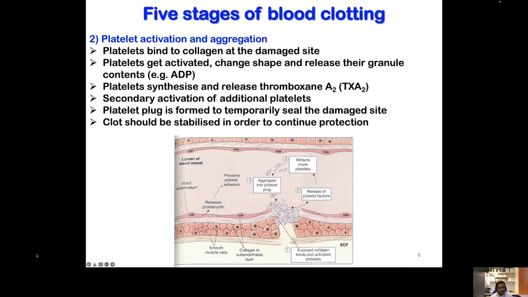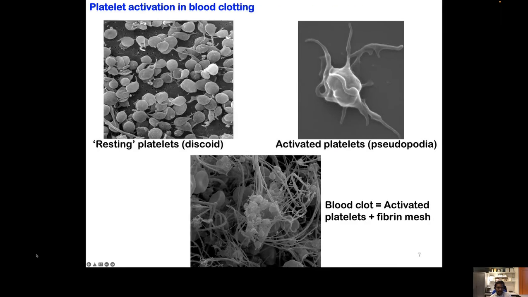But this is only a temporary arrangement, because this clot can be pinched off very quickly. It's a soluble clot and has not been stabilized. So this clot should be stabilized in order to provide continuous protection. That's where the clotting cascade comes in. So remember the different stages of platelet activation, because you are likely to get a short answer question here.